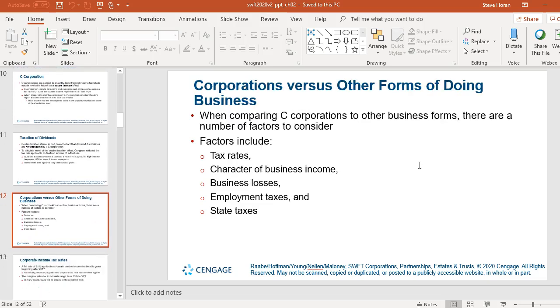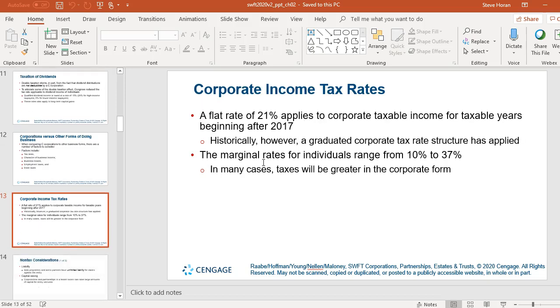Okay, so then of course corporations, when we talk about a C Corp, and we're talking about Amy here, if she should set up a C Corp, of course you have to talk about what the tax rates are, what kind of business income are we dealing with, will there be losses, employment taxes and state taxes. So all these things kind of factor into should we choose the C Corp, yes or no.